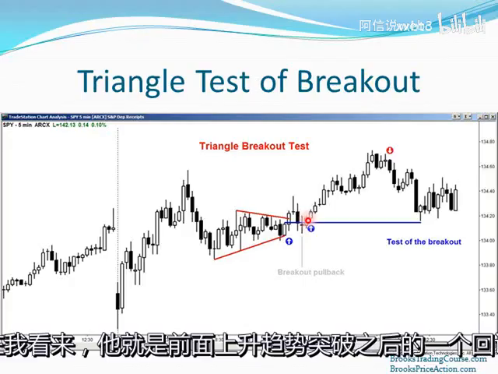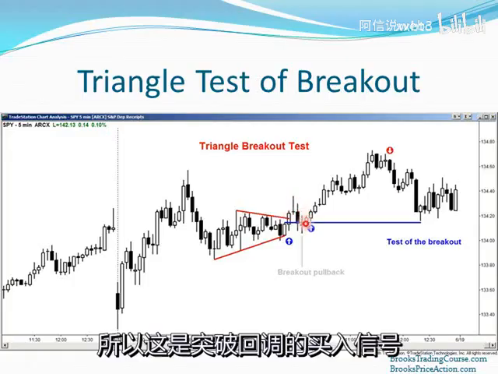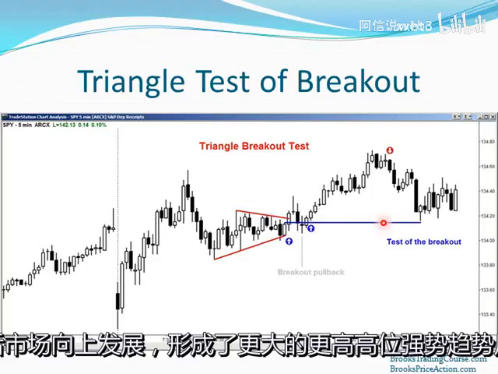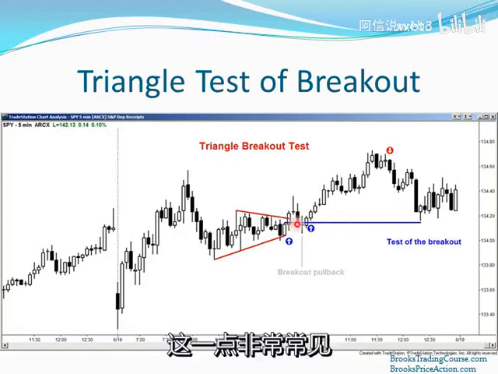To me, this is simply a pullback from this breakout of the bull, for the bull breakout of the triangle. So this is a breakout pullback buy. Market went up, formed a large higher high major trend reversal, sold off, and tested back to the apex of the triangle, which is common.